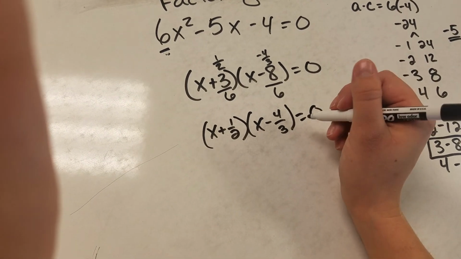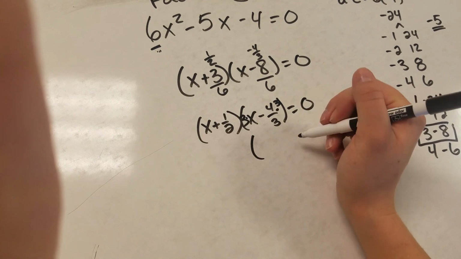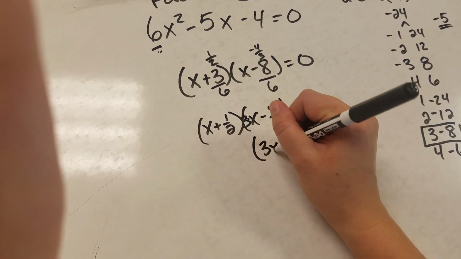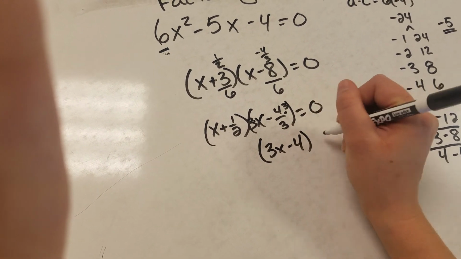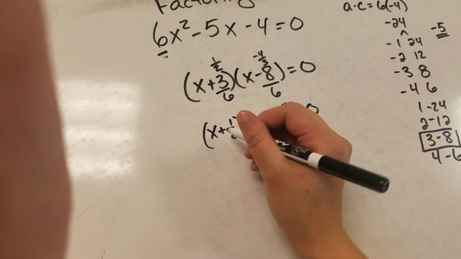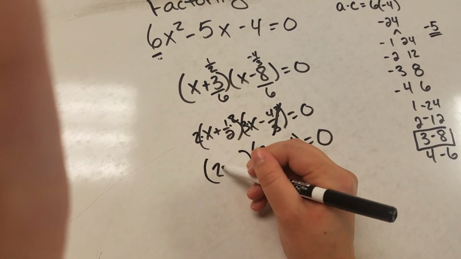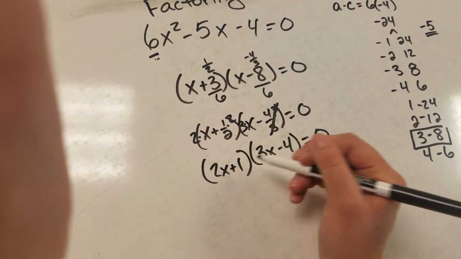We are not allowed to have a fraction inside of our parentheses as we're factoring, so we are going to get rid of that fraction by multiplying by whatever the denominator is. So in the second one, we're going to multiply by 3. So we have 3x minus 4 left over. The 3's just cancel, leaving us with the top. On the first one, the bottom is a 2, so we're going to multiply both terms by 2. So we end up with 2x plus 1.